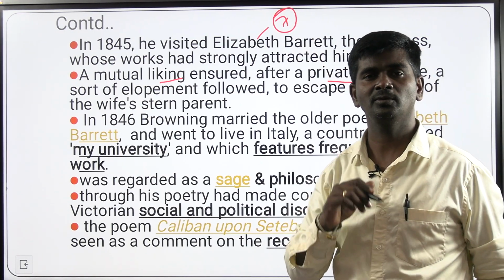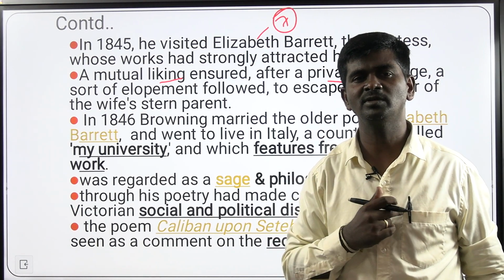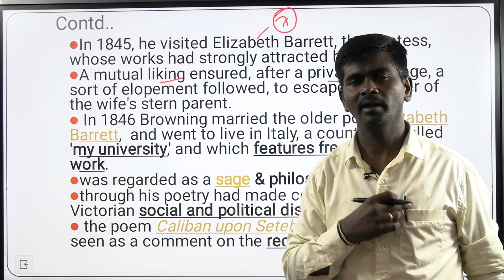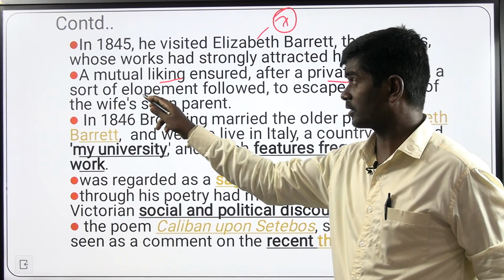She was seven years elder to Robert Browning, and she was so popular. She was the daughter of a wonderful businessman, a tycoon, and his father didn't like the match, hence they eloped to Italy. Okay, and sort of elopement.